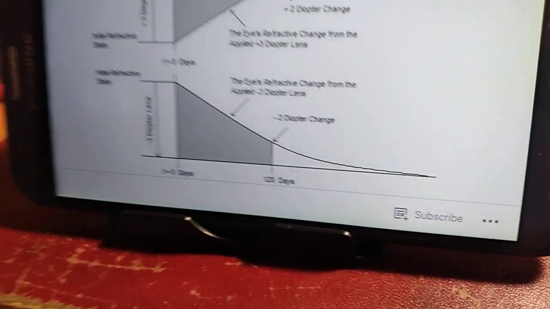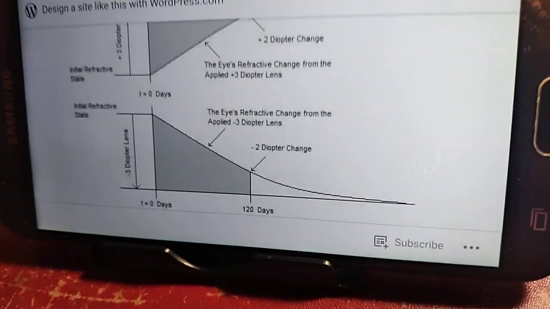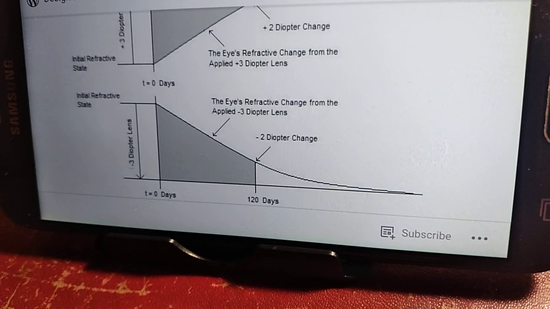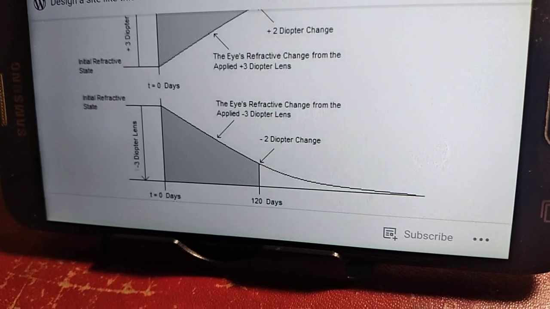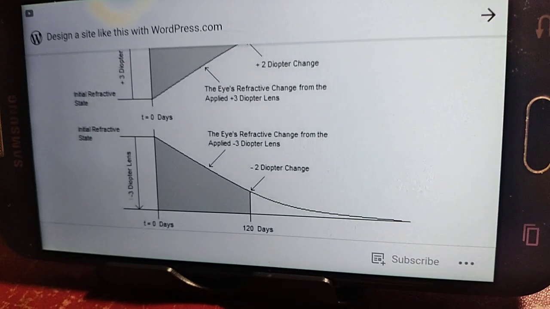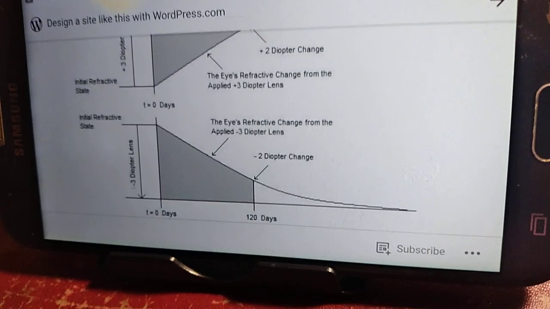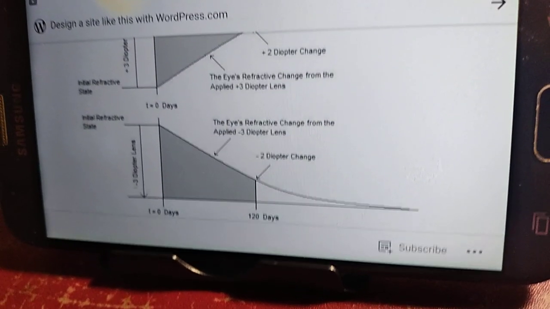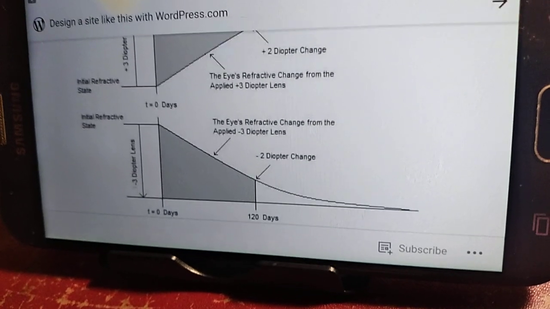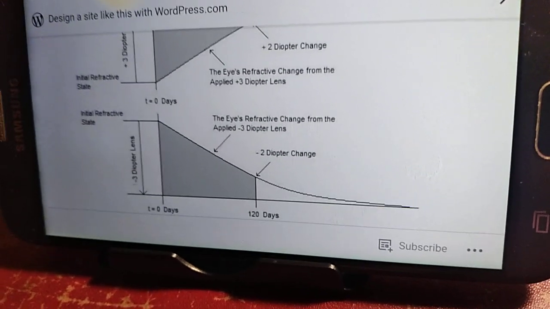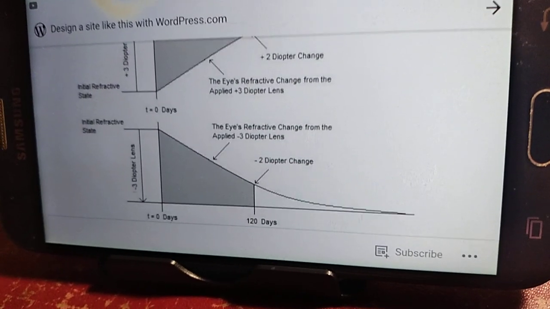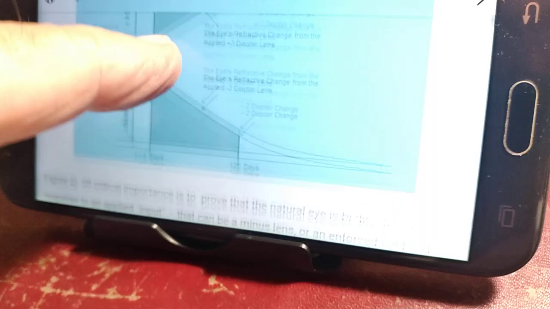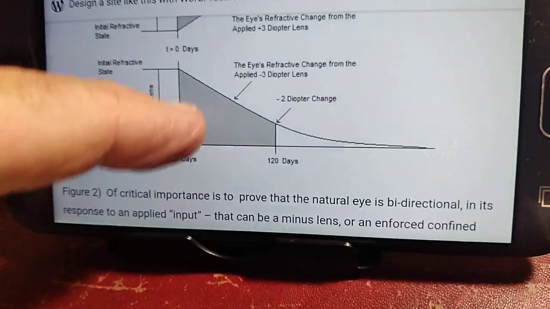And of course, the reverse is true with the starting value by putting a -3 diopter, in which case the eye changed by -2 diopters in 120 days. That's a control system. There's no defect here. The eye did not improve, get worse, get bad, nothing like that. It's strictly a control system, and that's proof that all totally normal eyes are like that, as expected.